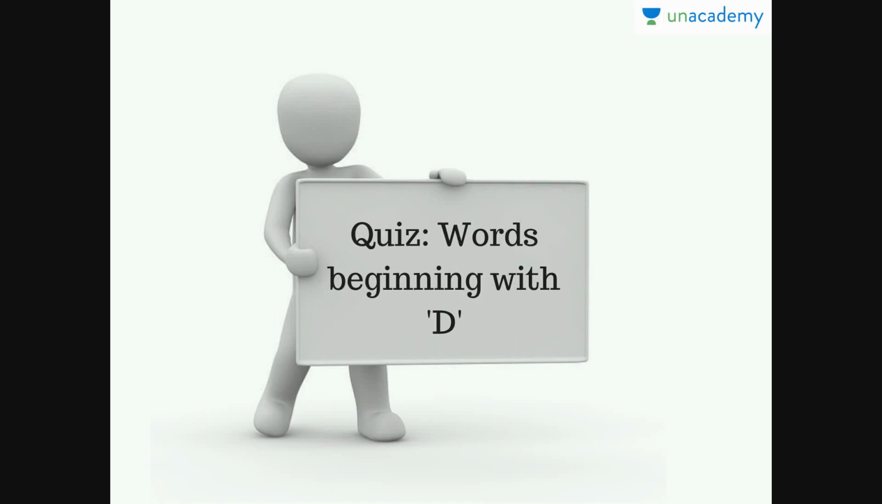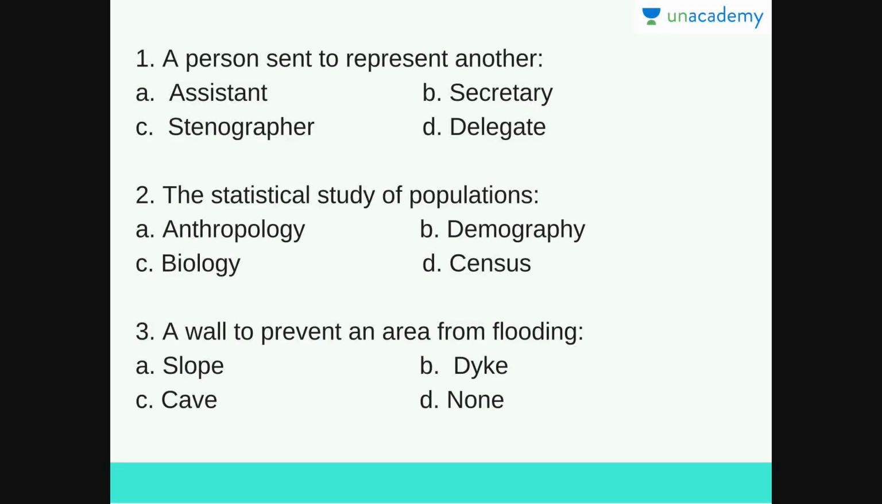Now let's look at the quiz words beginning with D. Let's look at the first question, which is a person sent to represent another. So this is quite an easy question. Let's look at the options. Assistant, secretary, stenographer, delegate. So the answer for this question is D, delegate, a person who represents another, especially if an elected representative is sent to a conference, then that is a delegate.